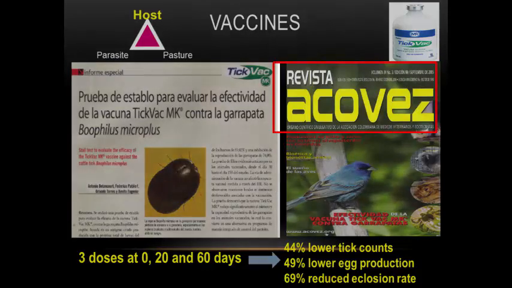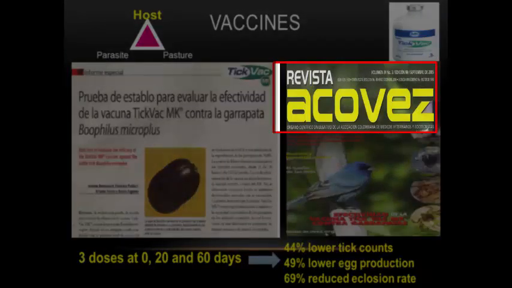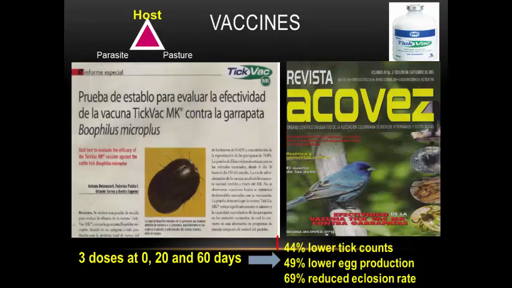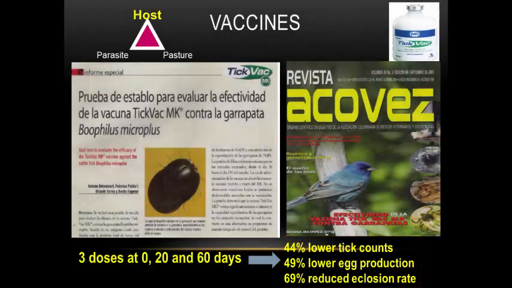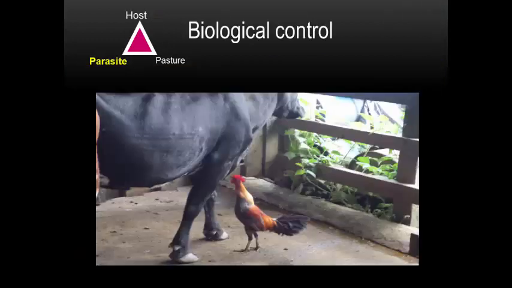This Acovest magazine is a local trade magazine for farmers, and they report truly amazing results in terms of reduction in tick counts, egg production, and reduced eclosion rates. In my opinion, everything mentioned in that report is fabricated, and something smells fishy about the whole thing, but I don't think it's probably worth saying anything else about it.